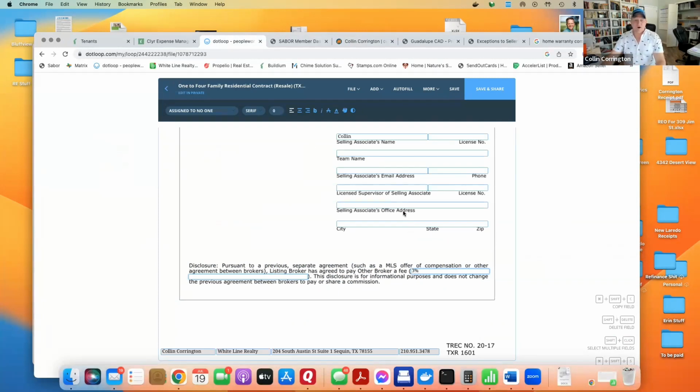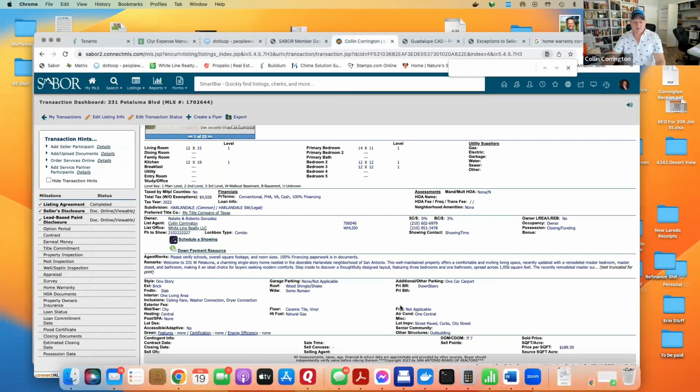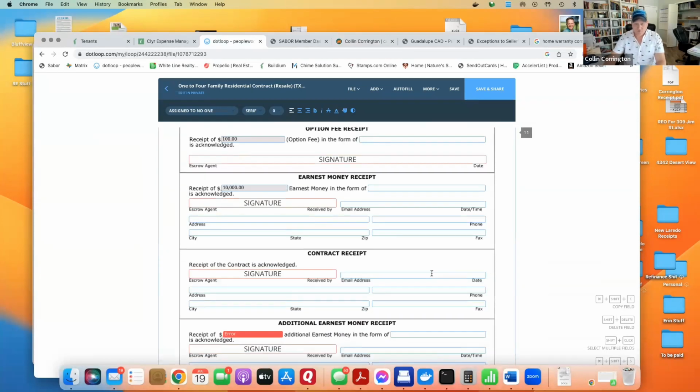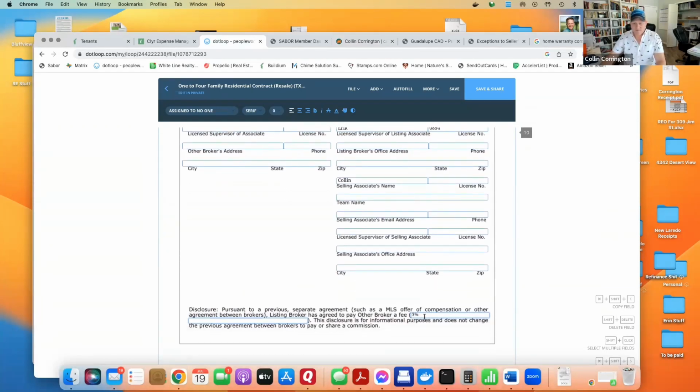If they offer a bonus, where is that at? 3%, and they say there's a bonus right here. See that? There's a $10,000 bonus. I'll say 3%. Oh, crap. Get over here. Plus $10,000. And by the way, guys, always put in the cents as well, because some title companies throw a fit about that.